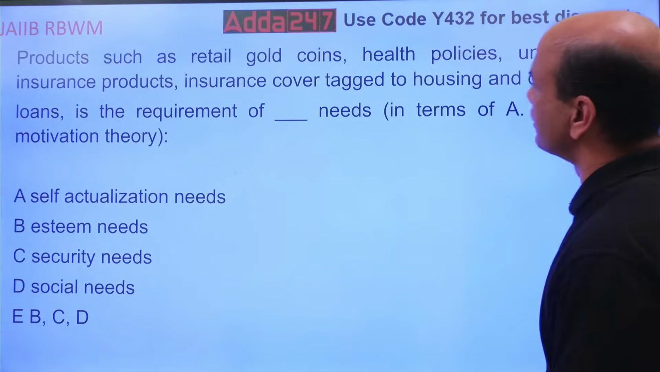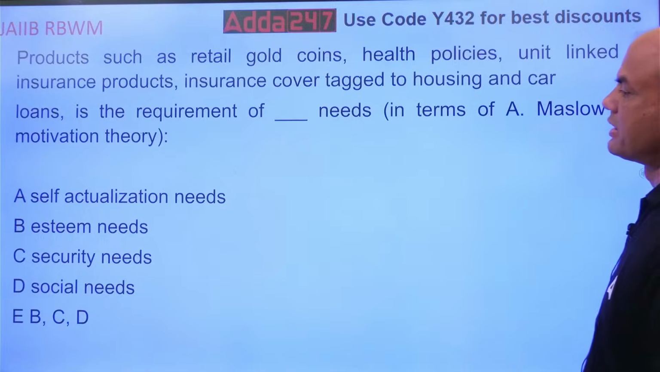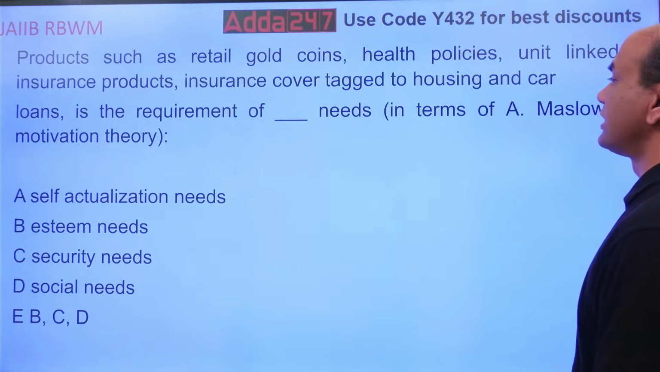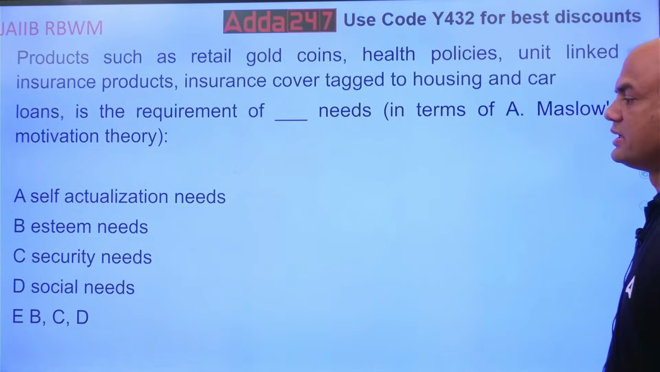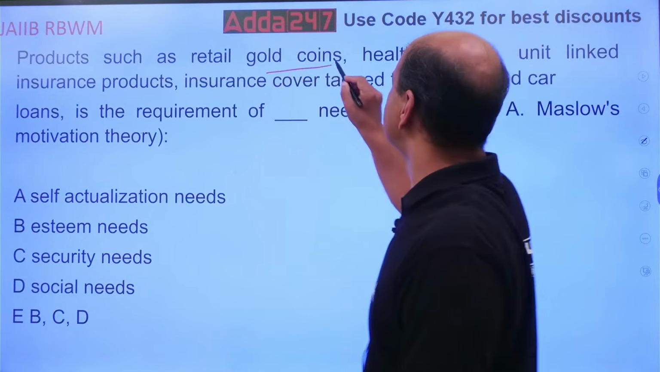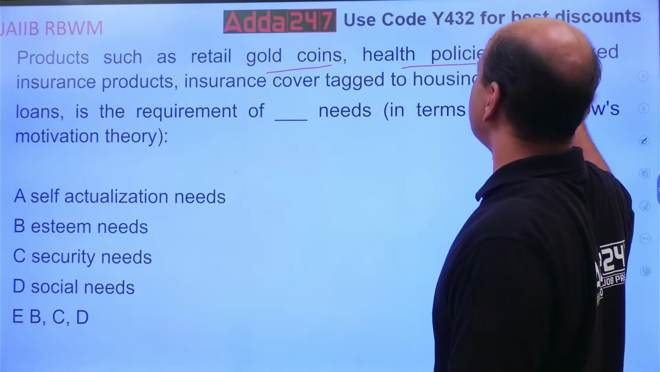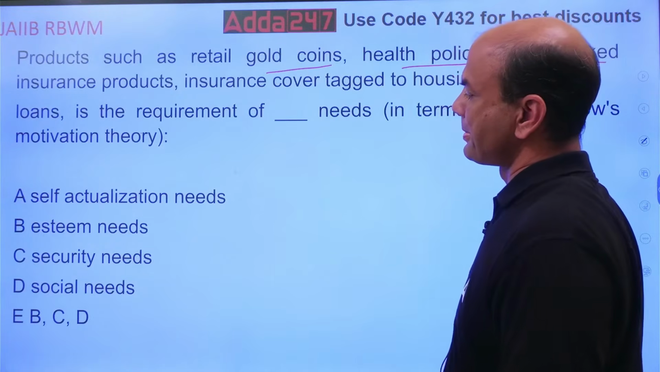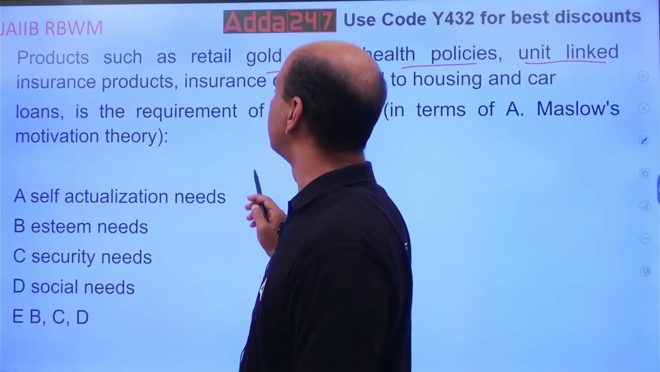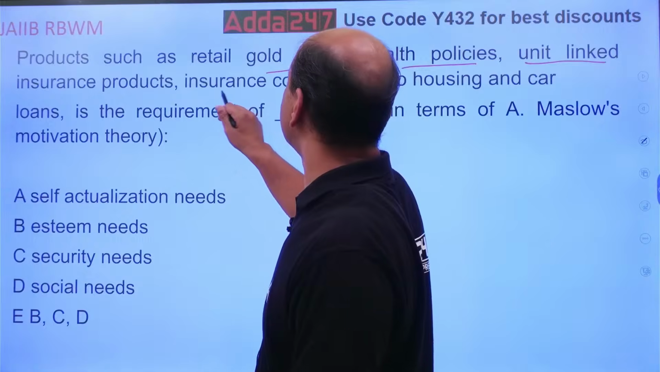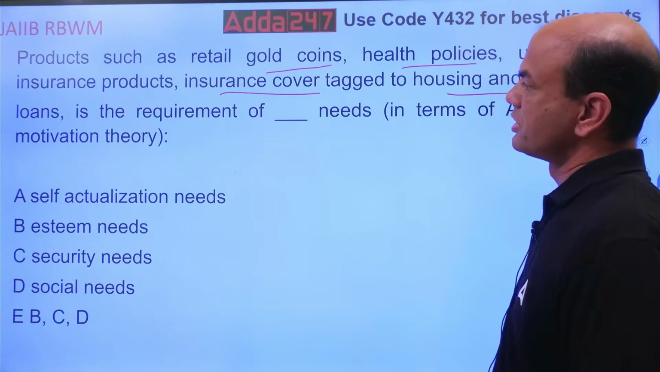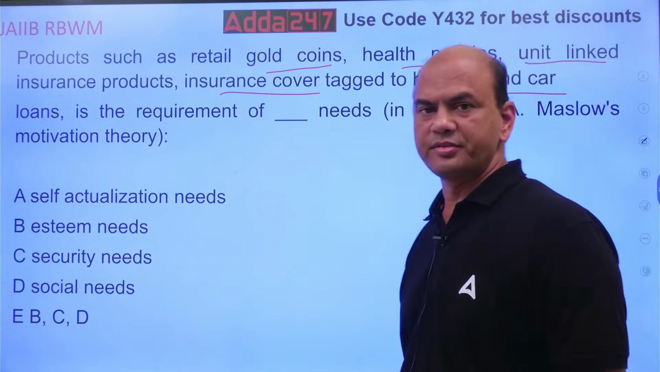Products such as retail gold coins, health policies, unit linked insurance products, insurance cover tagged to housing and car loans is a requirement of dash needs. Retail gold coins, health policies, unit linked, ULIP. Then ULIP, insurance cover tagged to housing and car is under which category?